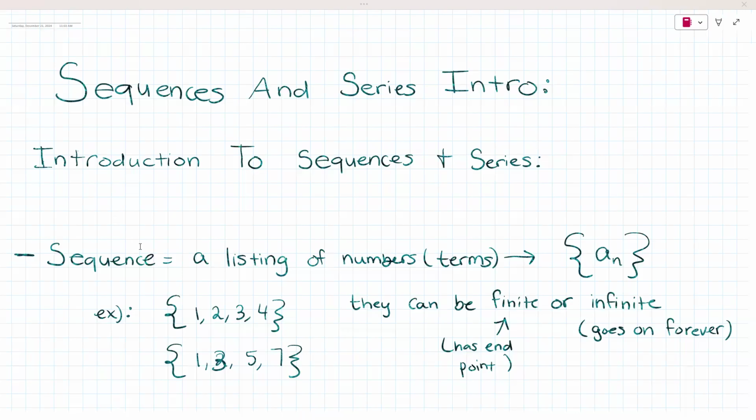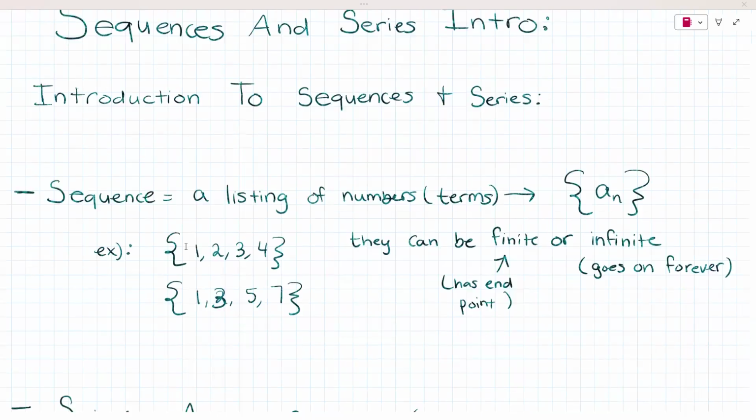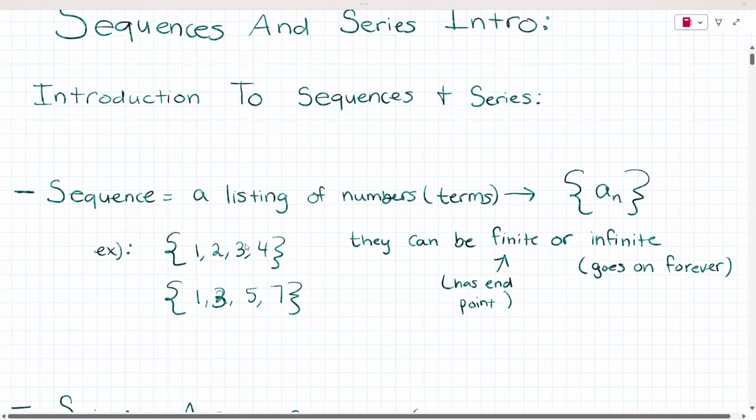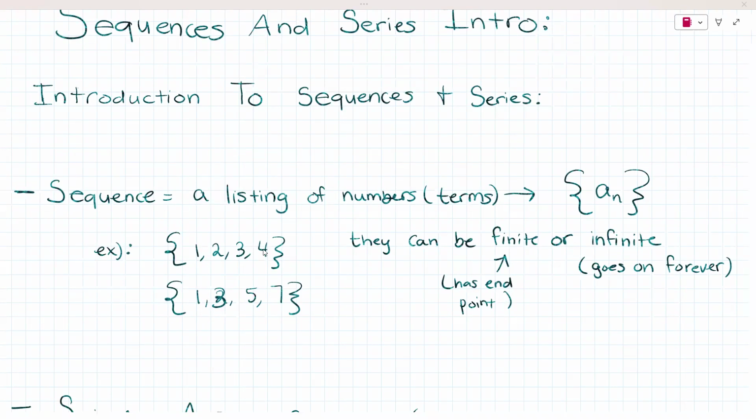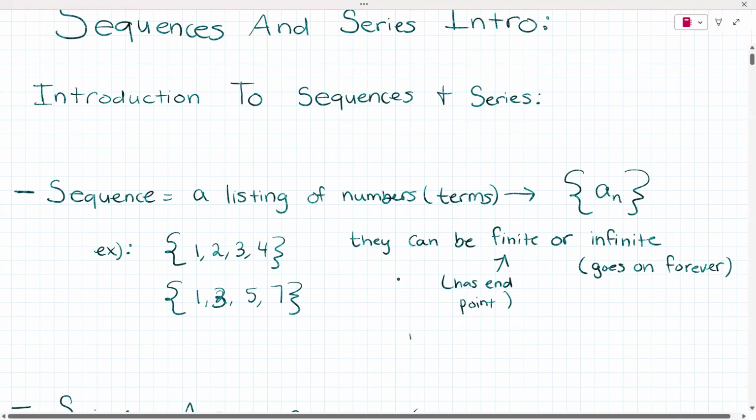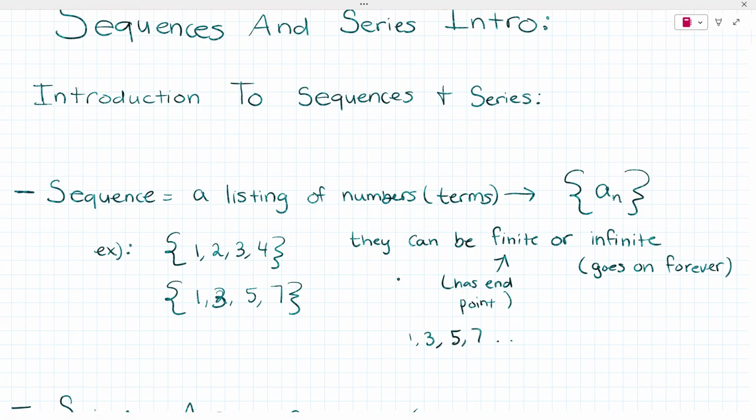So what is a sequence? It's a listing of numbers, and they close it with this bracket. An example would be 1, 2, 3, 4. They're all sequences, right? They're numbers. And they can be finite or infinite. A finite sequence has an endpoint, an infinite one can go to infinity. So maybe you might see 1, 3, 5, 7, and then dot dot dot. That means it goes on forever.